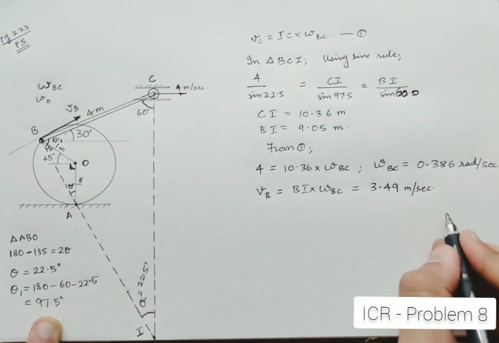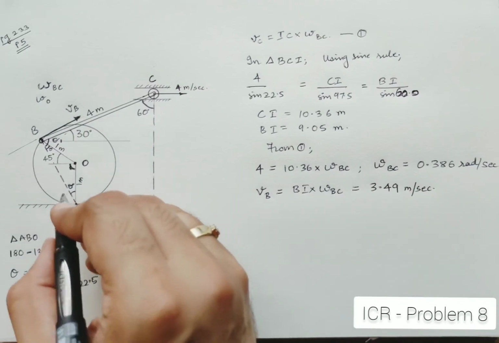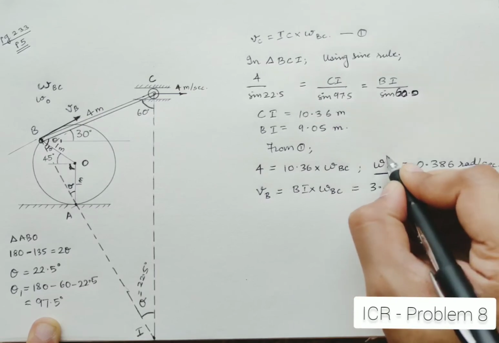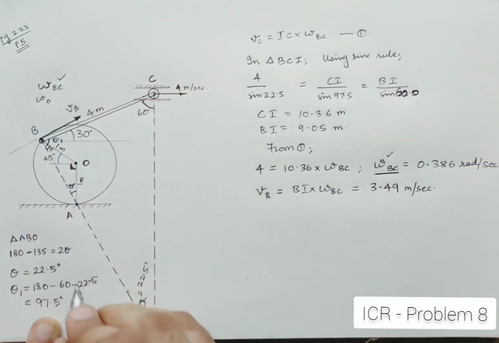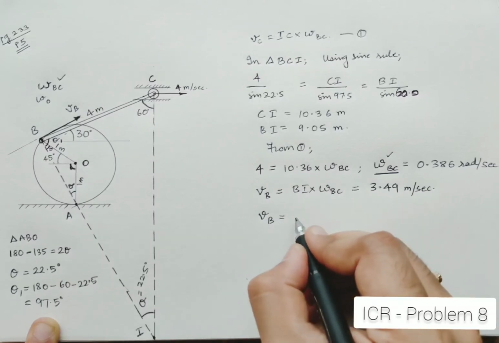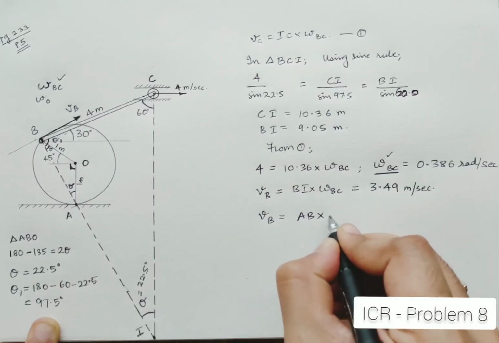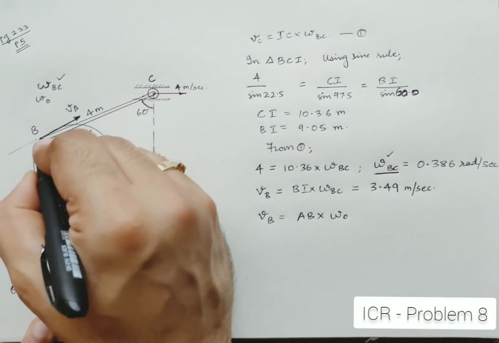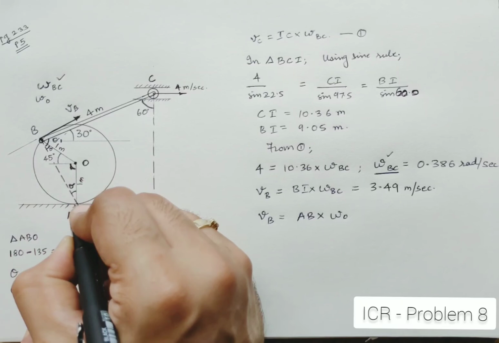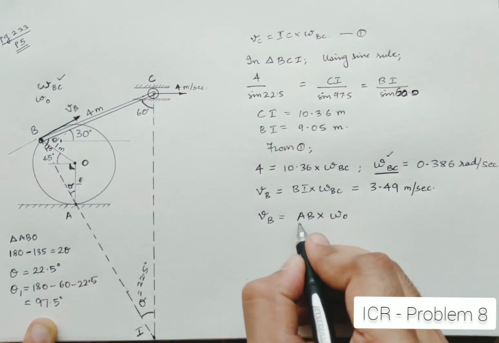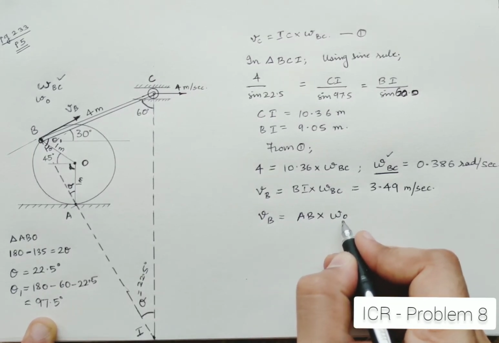So now VB is known to me. What I have to do is find out the omega. Omega BC I have already found, so omega BC is done. I want to find out omega O. So I can also write VB is equal to AB into omega O. How come? Because B is also a point on this roller which has an ICR at A. We had just discussed that in the very beginning. So if I find out AB, I can easily find out omega O.